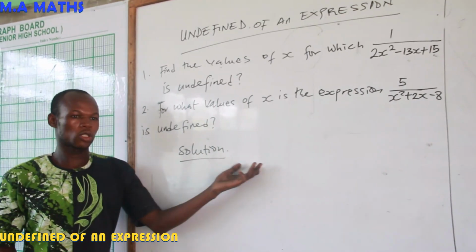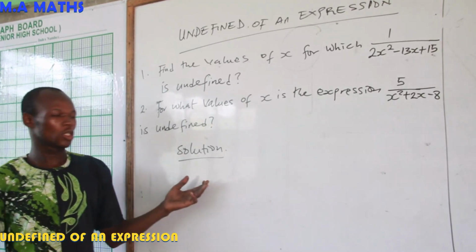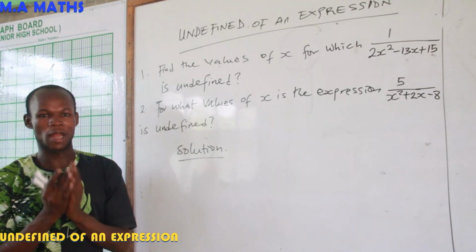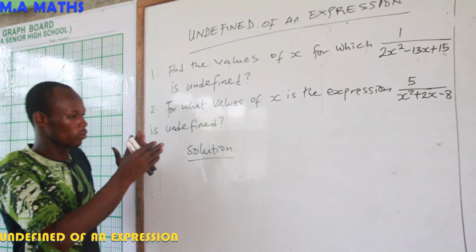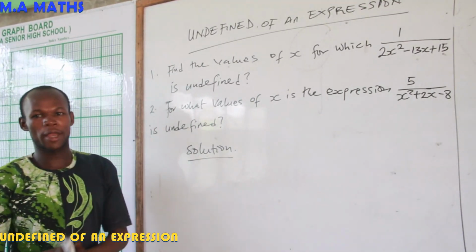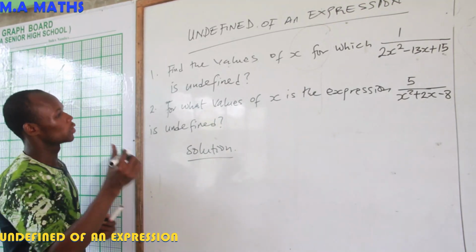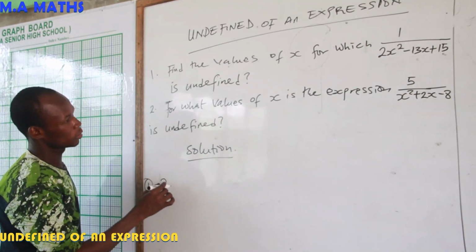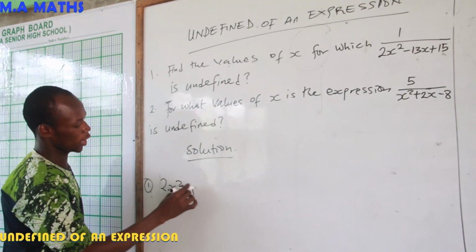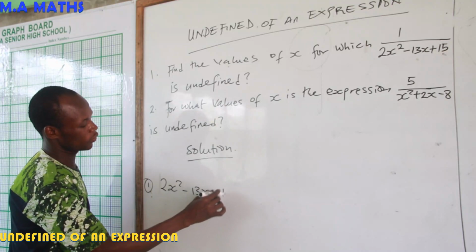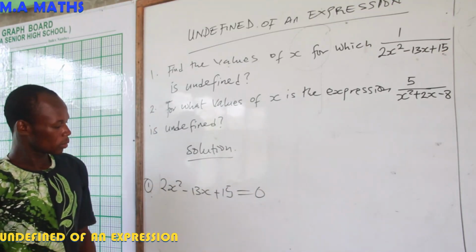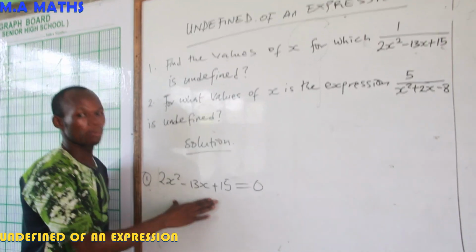Let's solve it. We have a solution. I'm using the word solution because a solution is made up of the procedure or the steps and an answer. So I'll take you through the procedure and we'll get our answer. So let's go. I have, with number 1, 2x squared minus 13x plus 15. You equate it to 0, equal to 0. So we factorize this completely.